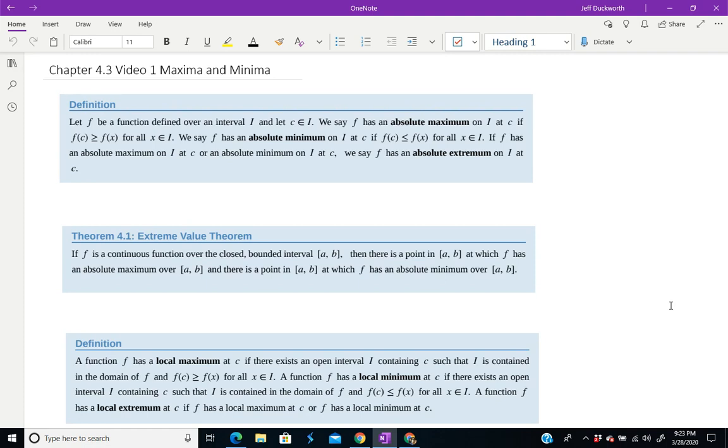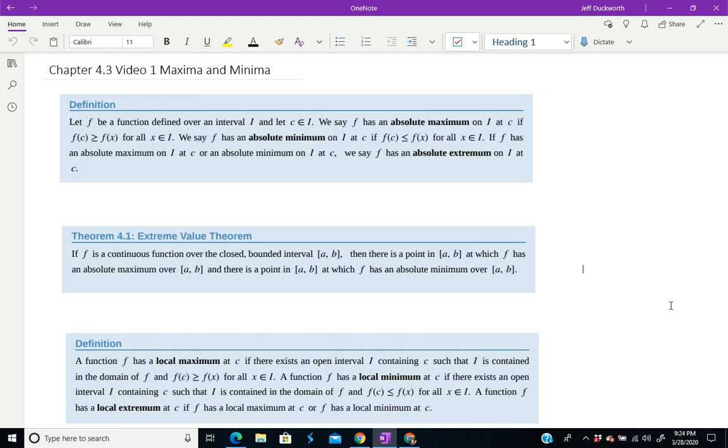I've cut and pasted them out of the PDF that we had, or sort of. It was more involved, but anyway. So let's talk about the two basic types of maxima or minima.